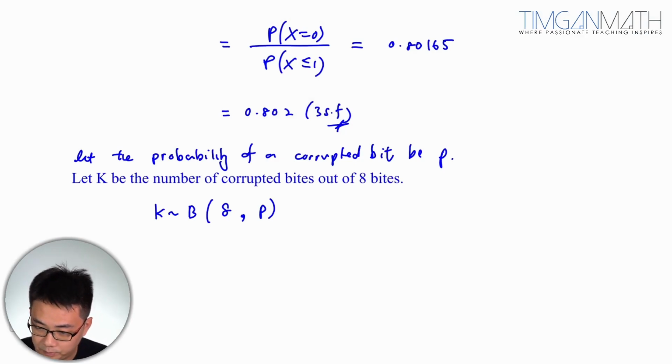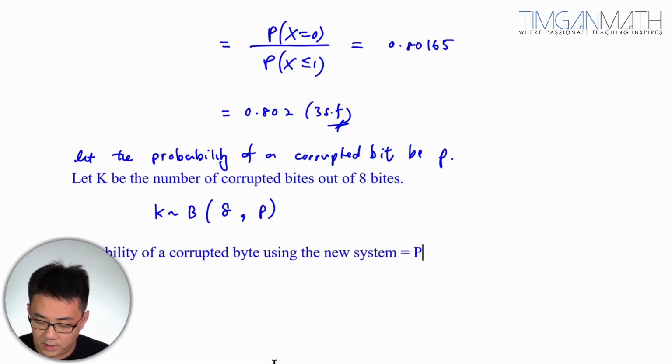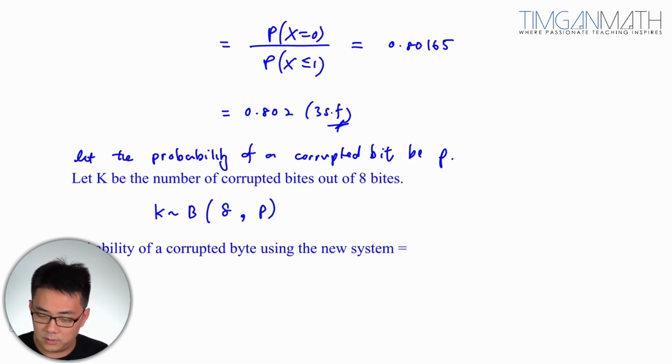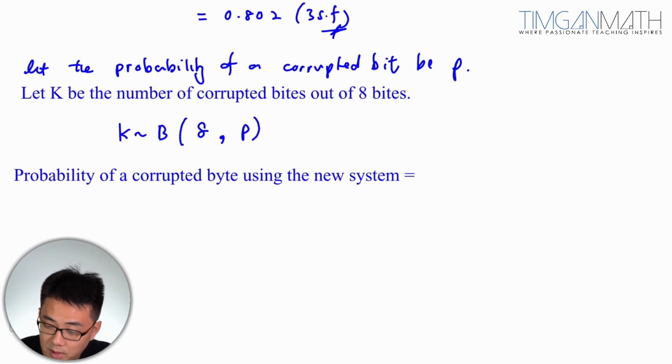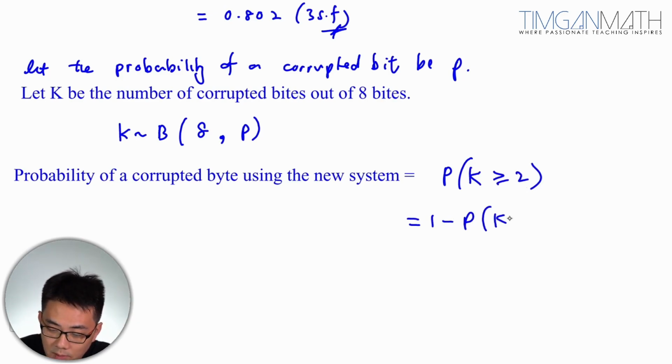Probability of a corrupted byte using the new system would be same thing, P(K at least 2), maybe I'll just write it down. So this one here is very important. Corrupted byte would be P(K at least 2), right? So this is 2 here. So same thing, which is 1 minus P(K at most 1).